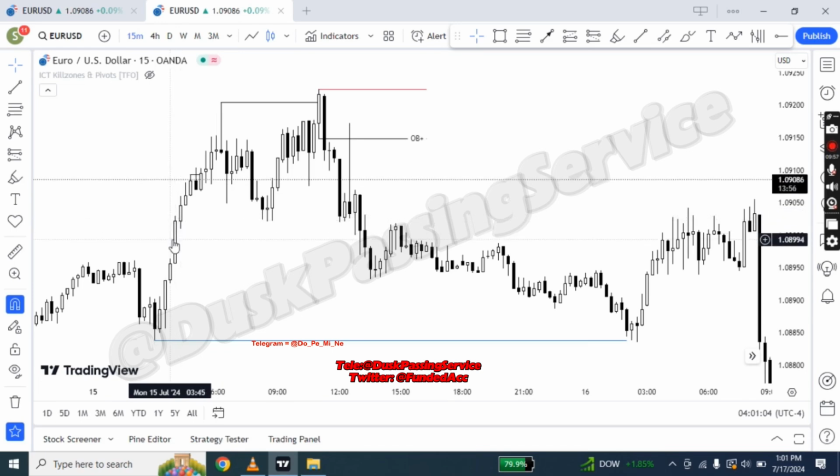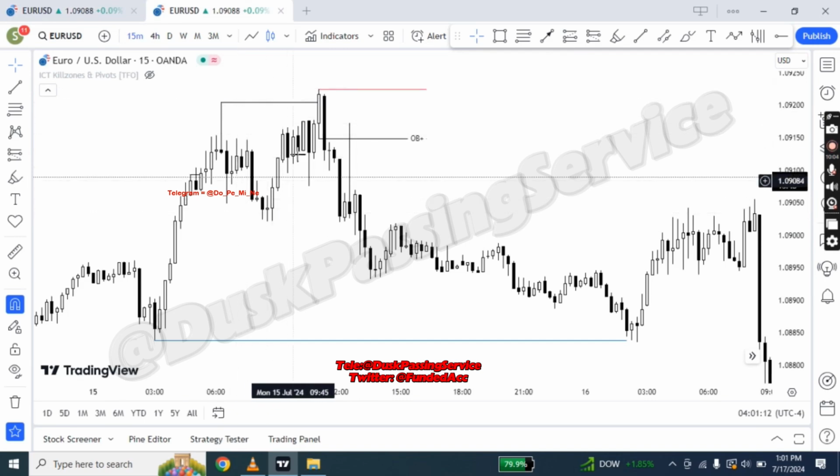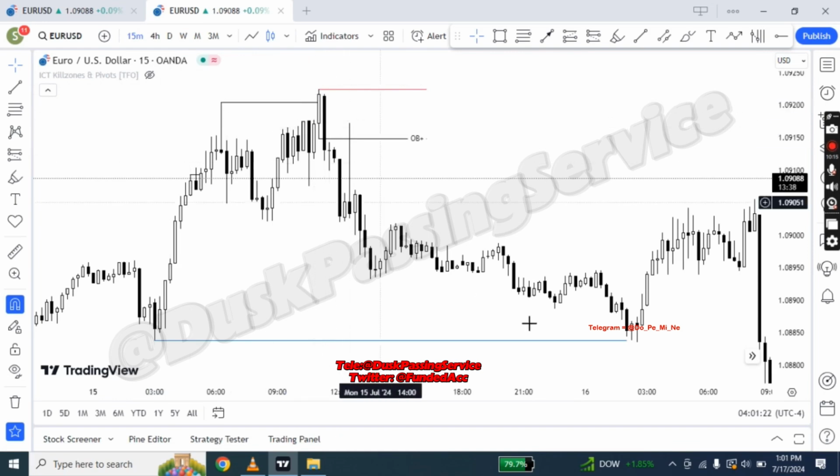Okay, that was enough of the psychology. Let's get the breakdown again. Okay, so we can see that the first trade was a loss, right? But as I said before, the narrative in the trade framework is still in place, and we can start looking for another trade, right? You can start looking for another trade towards that draw on liquidity.